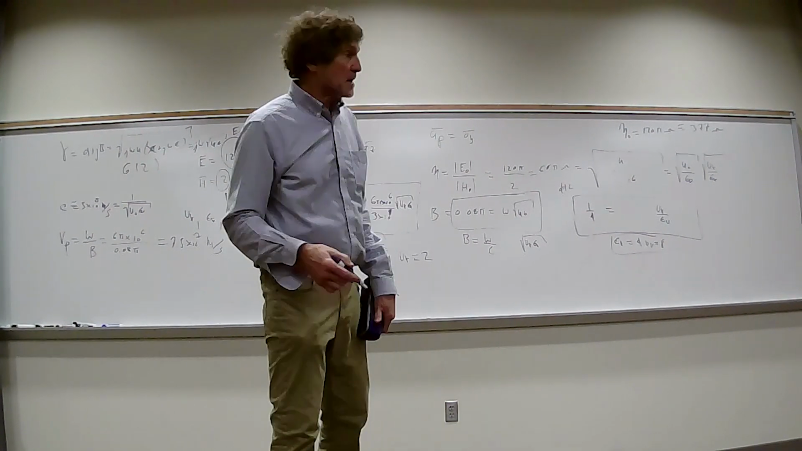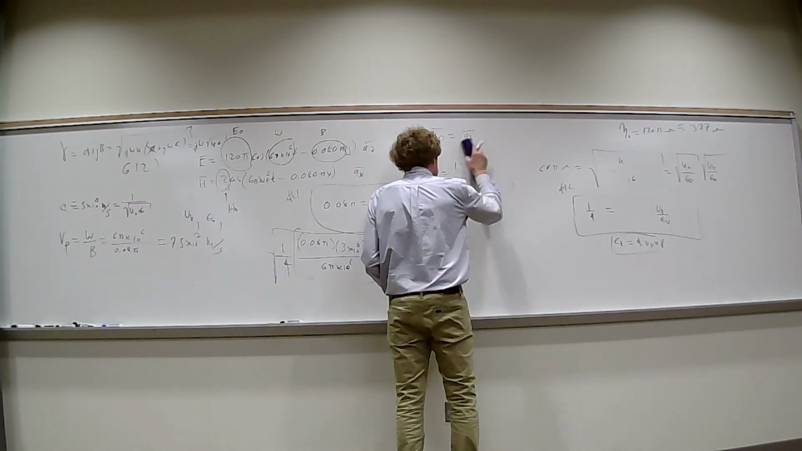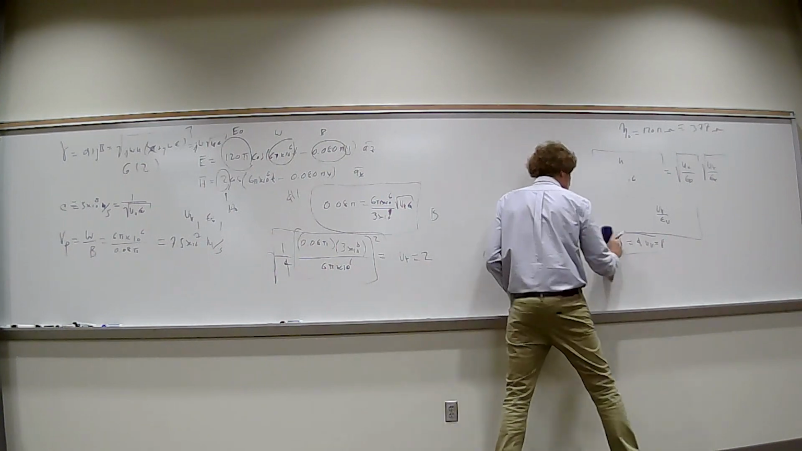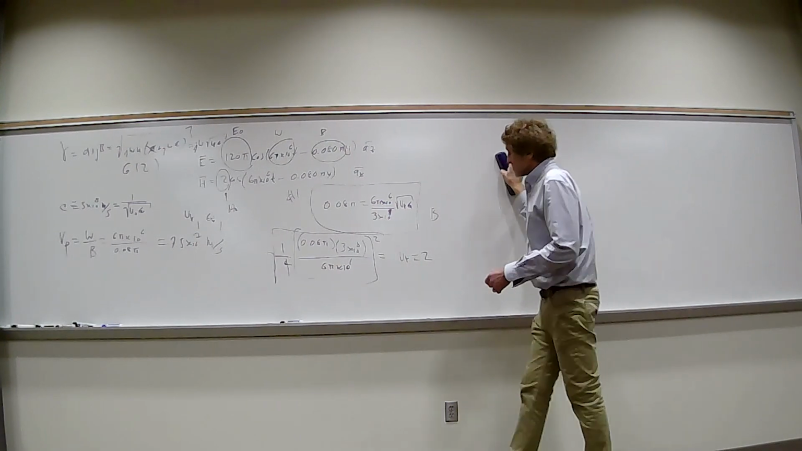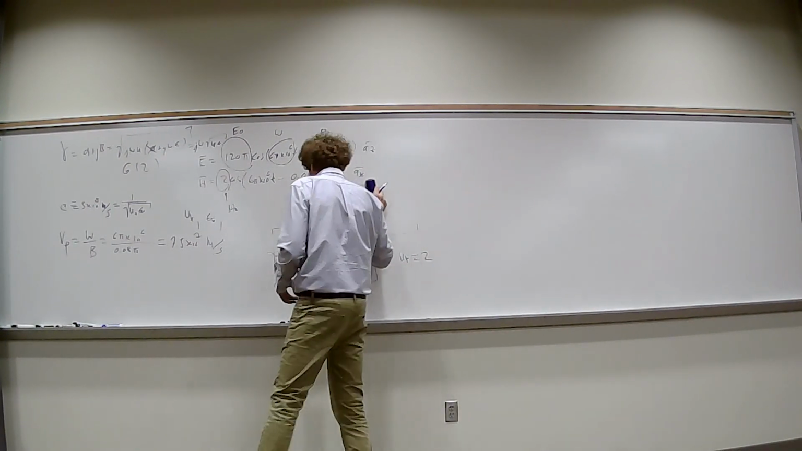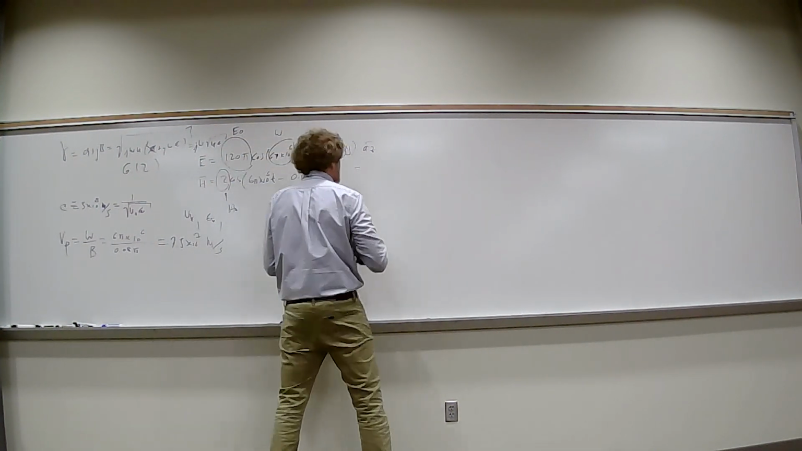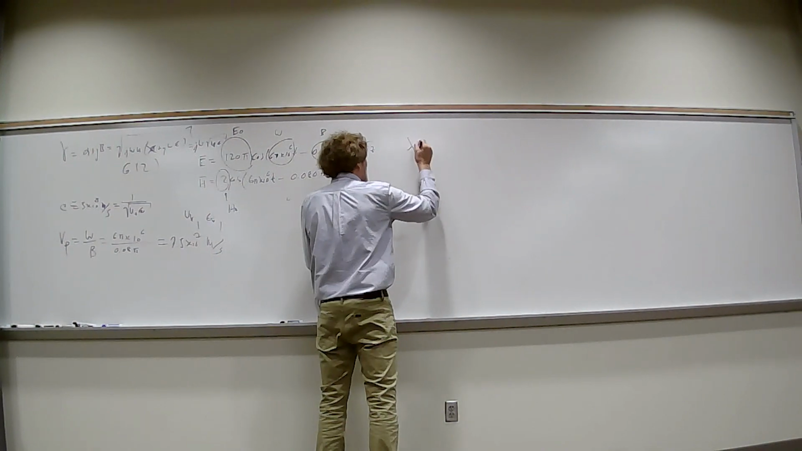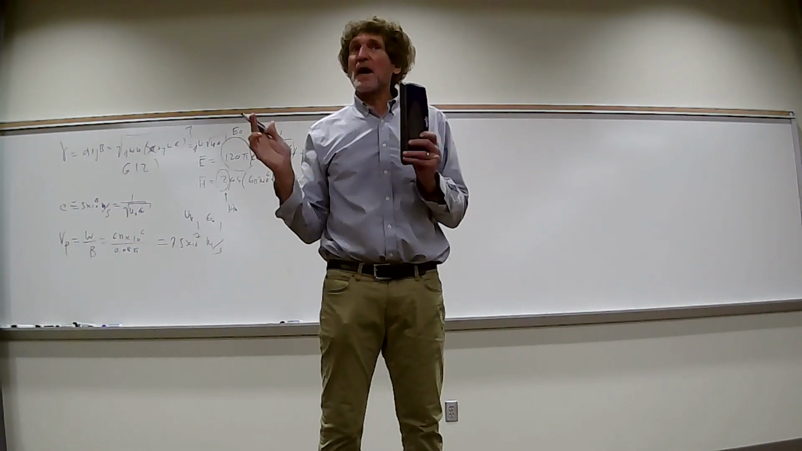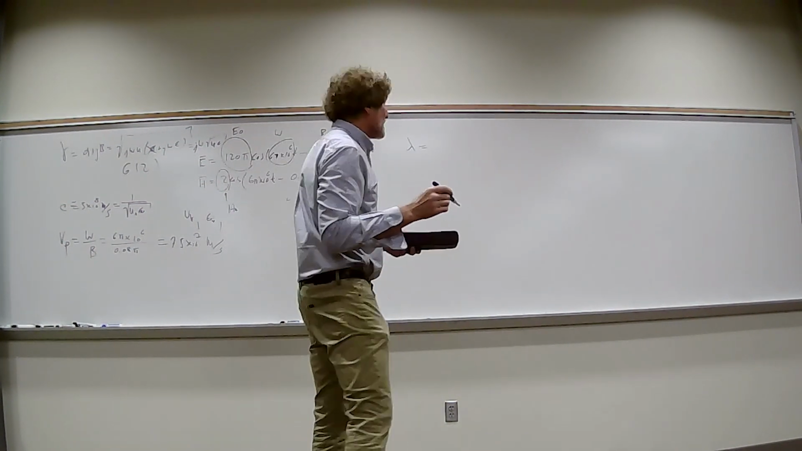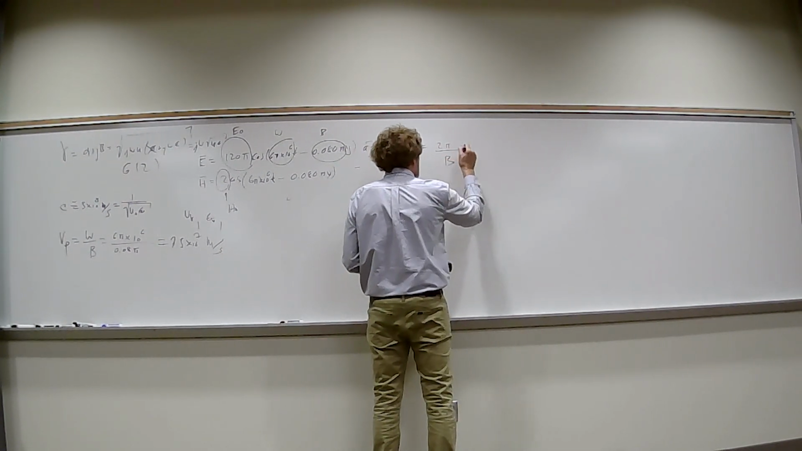How do you get wavelength? I'm going to erase some of this stuff. So we got velocity. What's the general equation for wavelength of a propagating wave? 2 pi over beta. That's right. It's 2 pi divided by beta. So if we take 2 pi divided by beta here, what do you get?